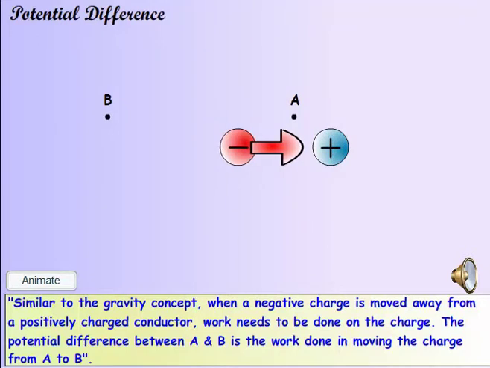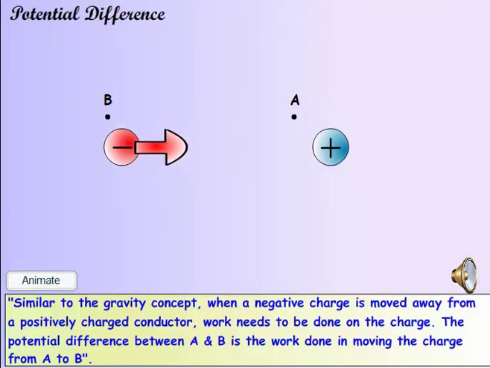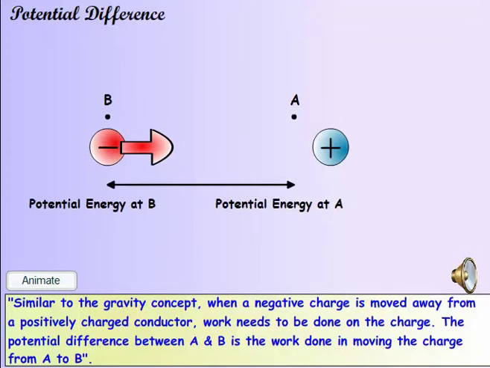Unlike charges attract each other, so in order to separate them, you will have to do some work. As you do work on B to separate it from A, you increase the potential of B. The difference in potential between A and B is known as the potential difference.